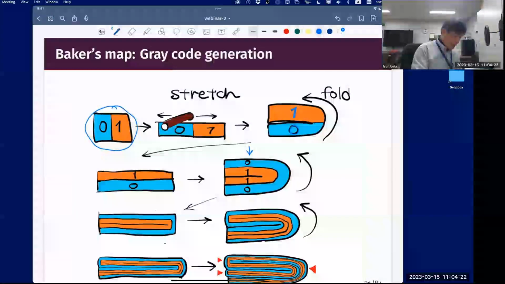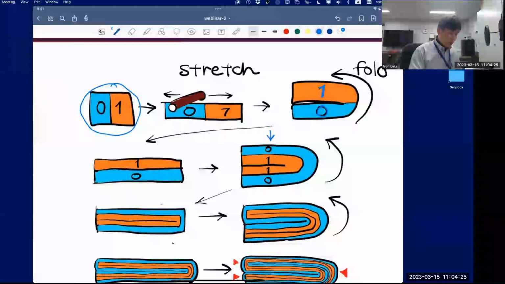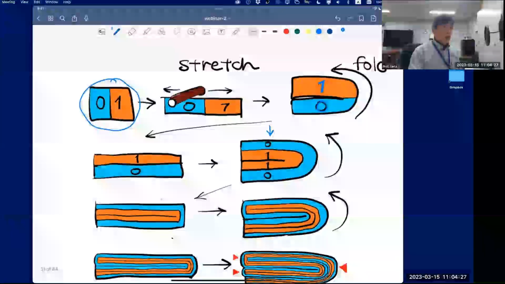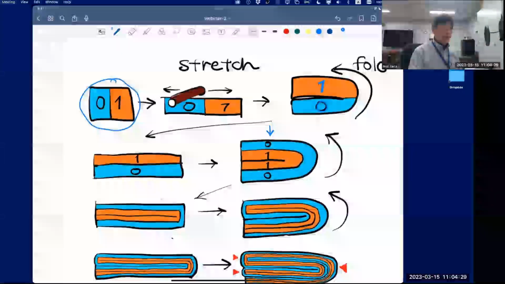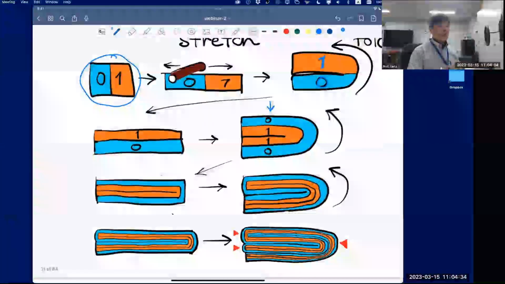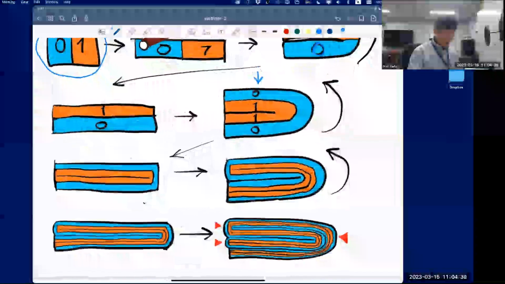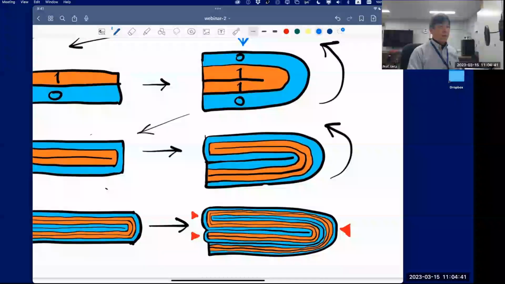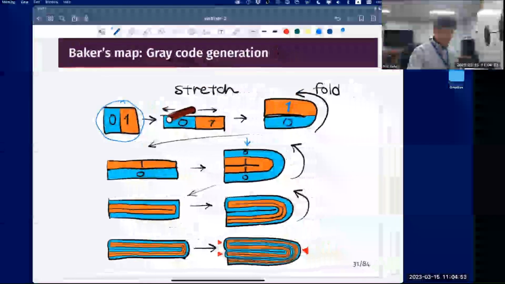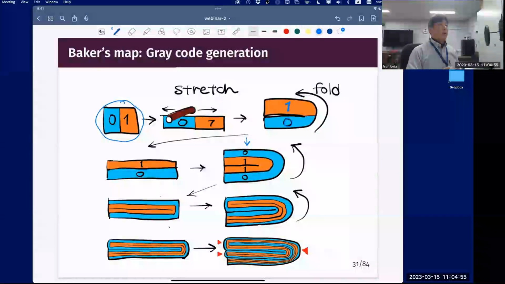And stretch once more and fold once more. You have 0, 1, 1, 0, 0, 1, 1, 0. Like this situation, repeat the situation. You have midfield structure like this. But the numbers compose a very special structure. We call this one Baker's mapping. It makes a Gray code.